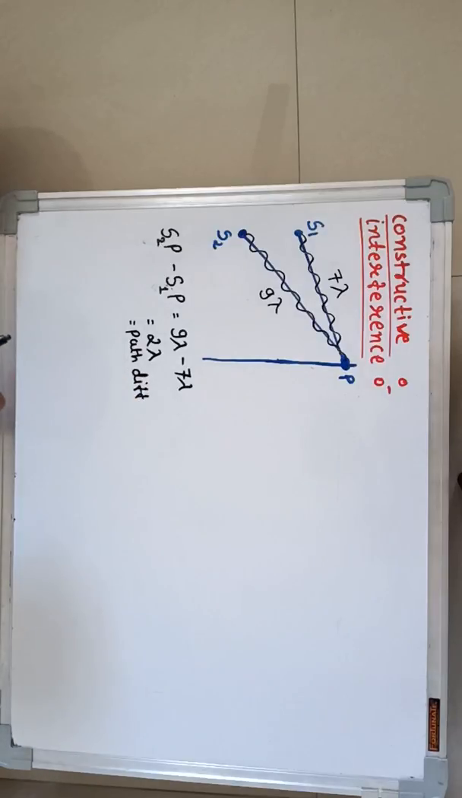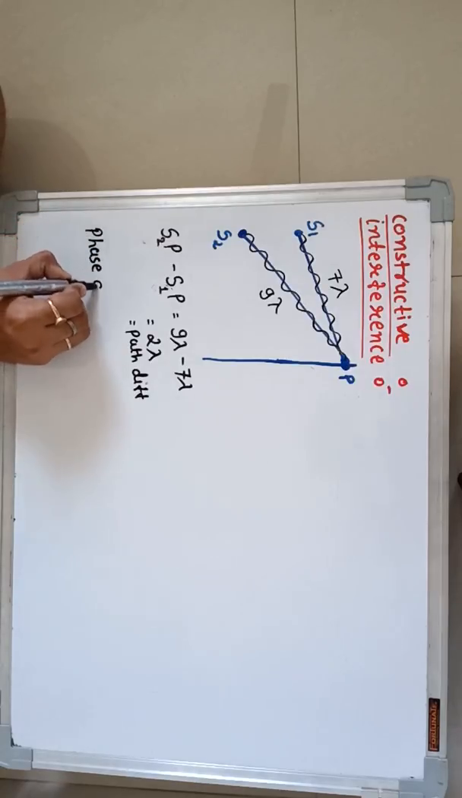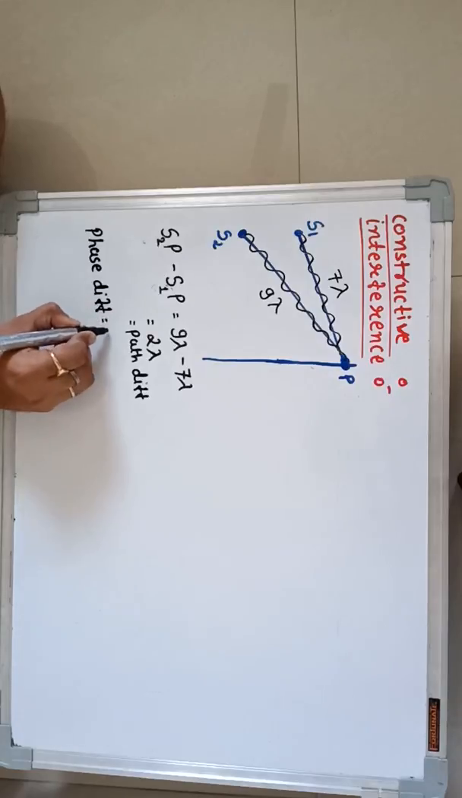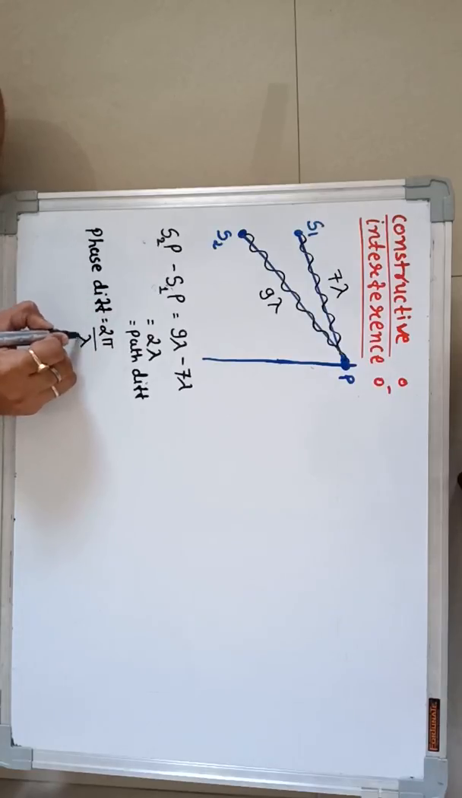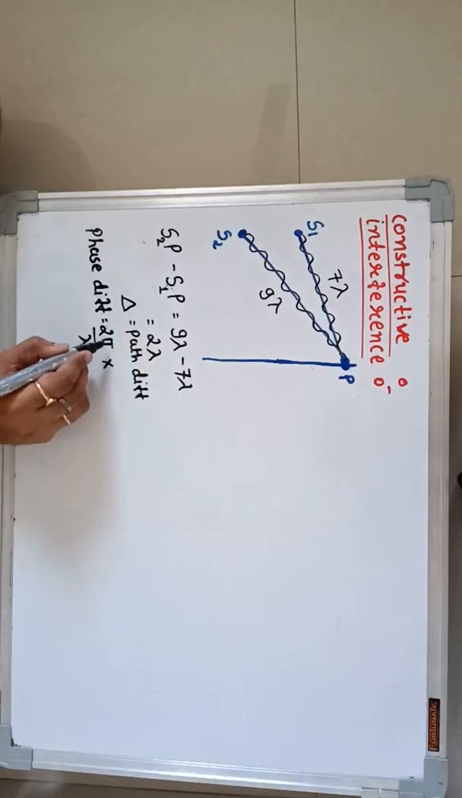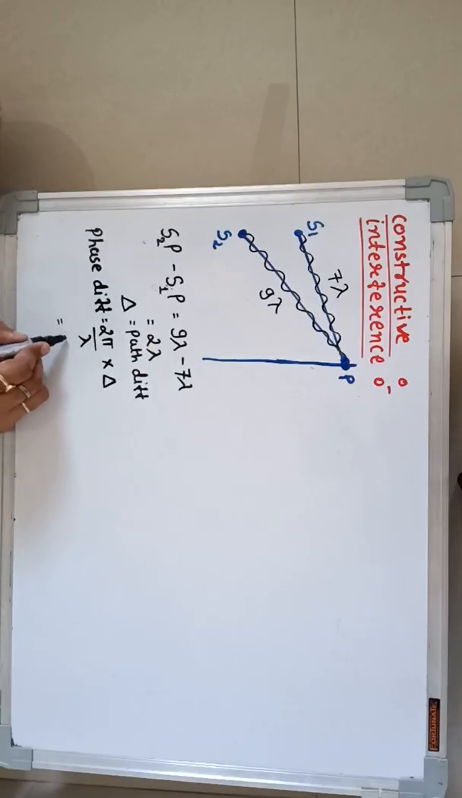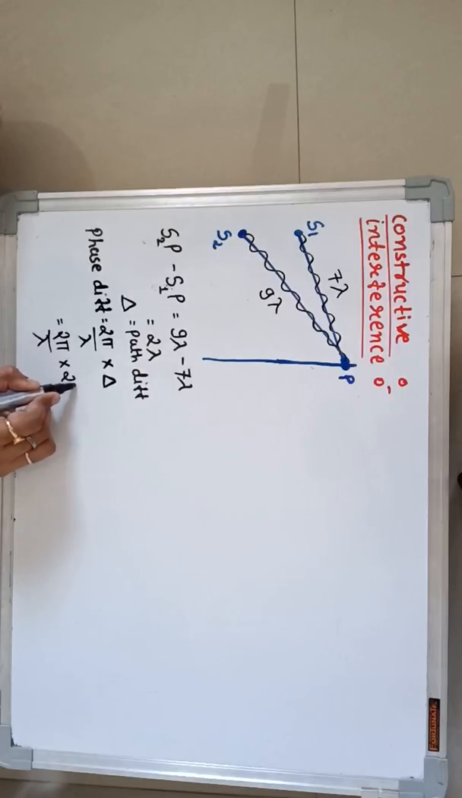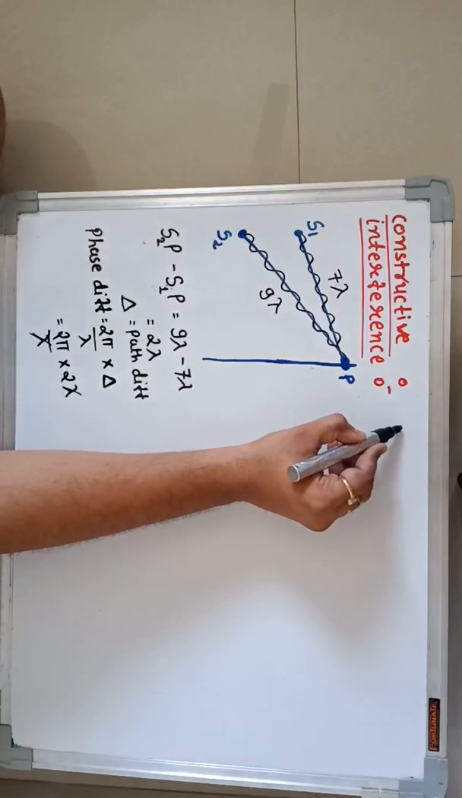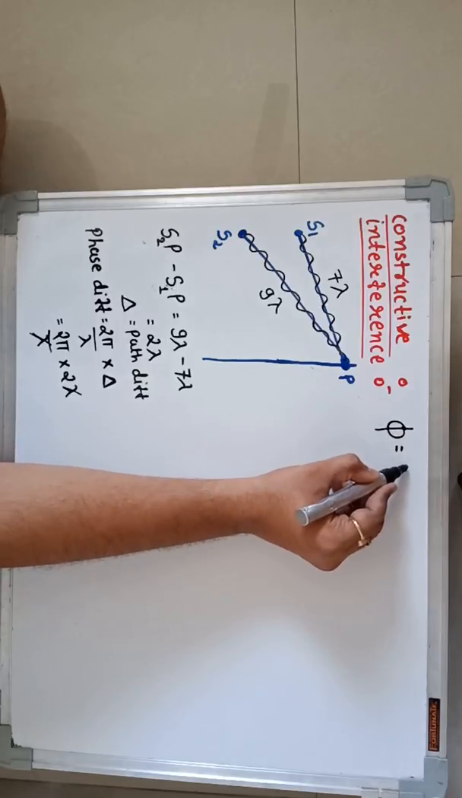We know that the phase difference is 2 pi upon lambda into the path difference, delta. So 2 pi upon lambda into delta is equal to 2 lambda. Lambda cancels. So the phase difference, denoted by phi, is equal to 4 pi.